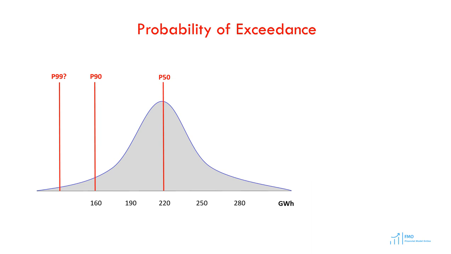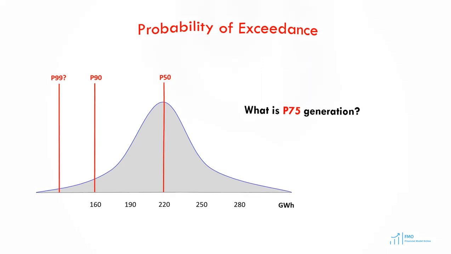We'll assume that the average annual energy production is forecasted to be 220 gigawatt hours, which corresponds to the P50 value on the bell curve. We also assume that P90 corresponds to the annual energy production of 160 gigawatt hours. So given these assumptions about energy generation, let's try to find the annual energy generation that corresponds to a p-value of 75%. However, before we do that, let's go over the concepts of p-value and probability.